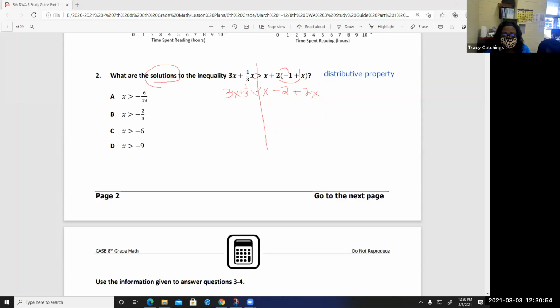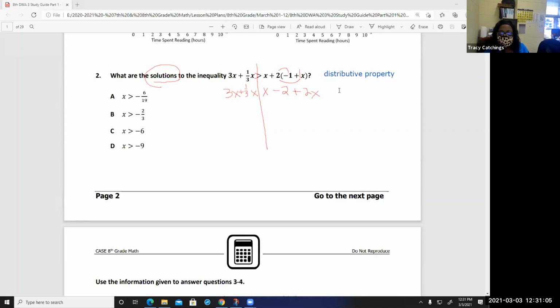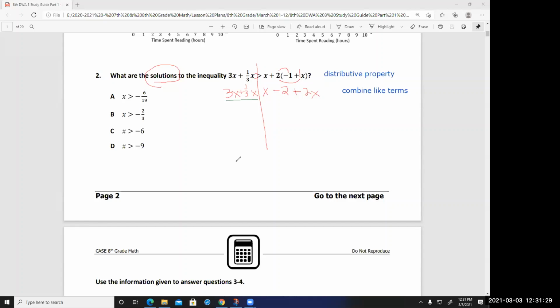All right, what can we do now? All right, now we're gonna combine like terms. Is there anything the same on the left side? Okay, so look at these 3's. Both of them have an x. So what's 3 plus 1/3? Come on here.